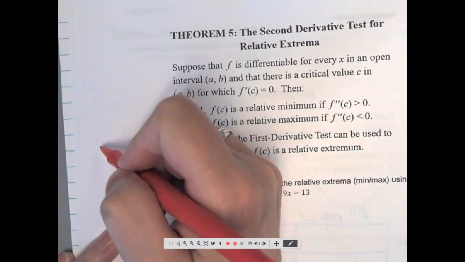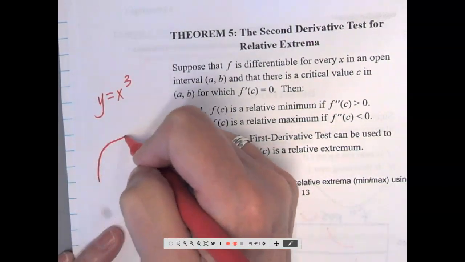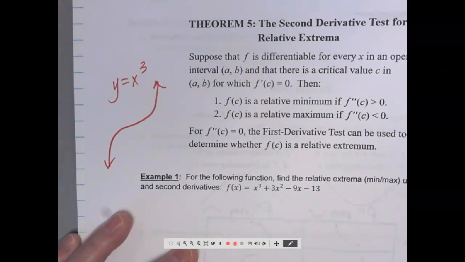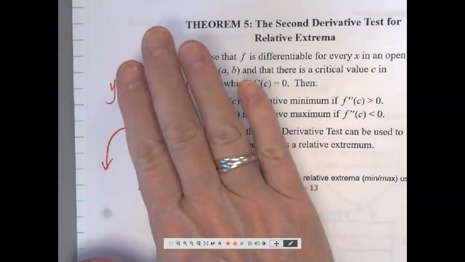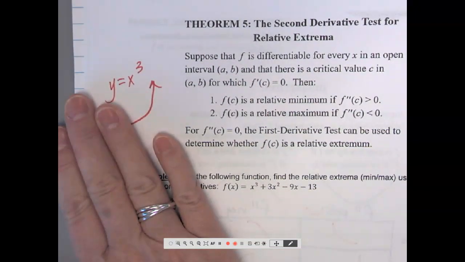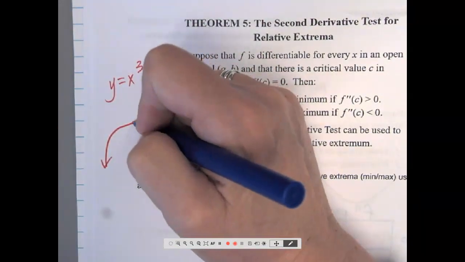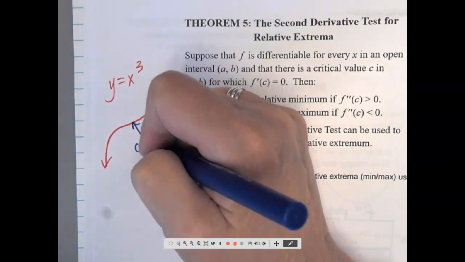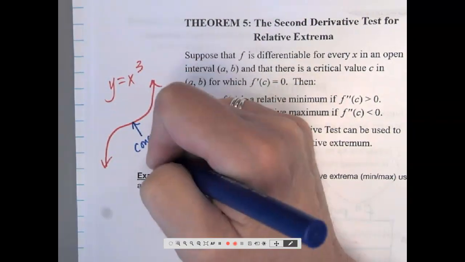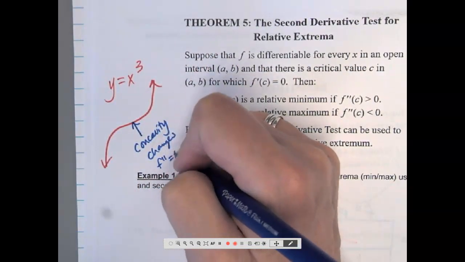Let's think about a normal cubic curve. Looks like that, correct? What if I covered up half of it? What kind of concavity would you say that has? Concave up or concave down? Down. What if I covered up the other half? That's concave up. Well, guess what? Somewhere right there in the middle is where the concavity changes. And that is where our second derivative would be zero.